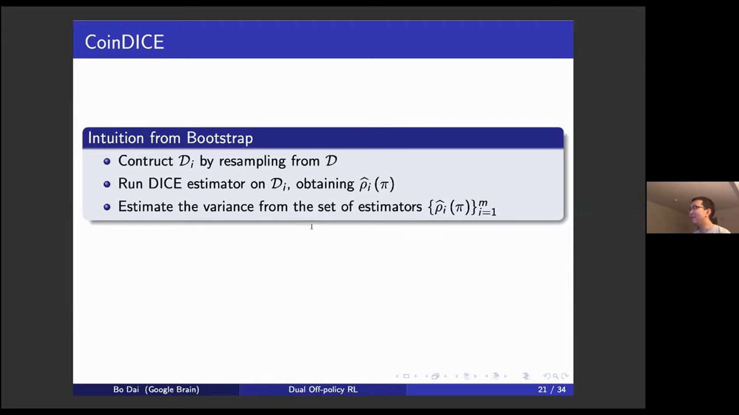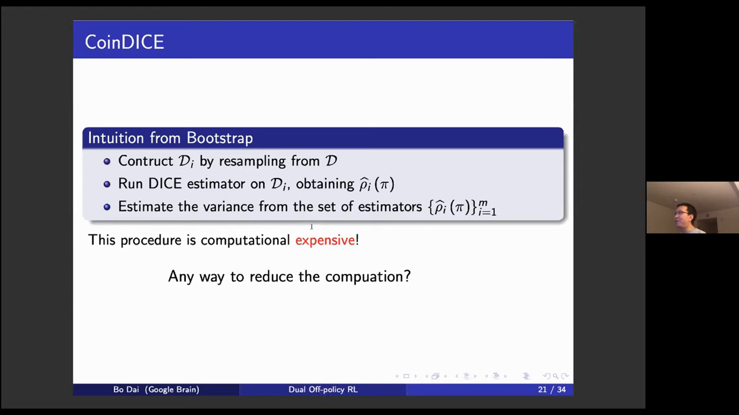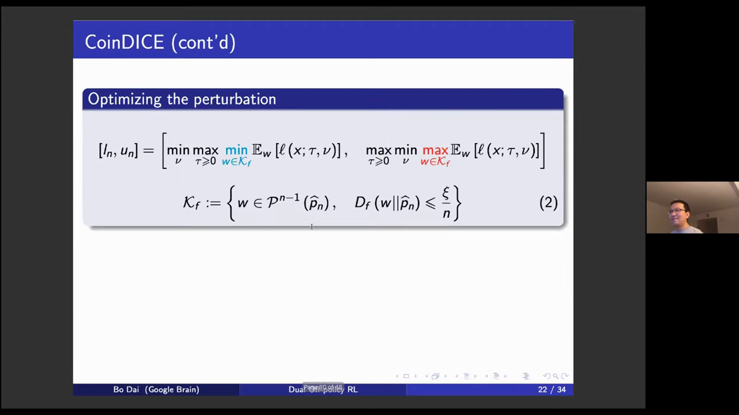It's good in some sense because the statistical property of this is very good, but the computation procedure is super expensive. Then the question is, can we reduce the computation cost? The answer is yes, that's what we call the quantities here. This time I will give a brief idea of how we derive this.